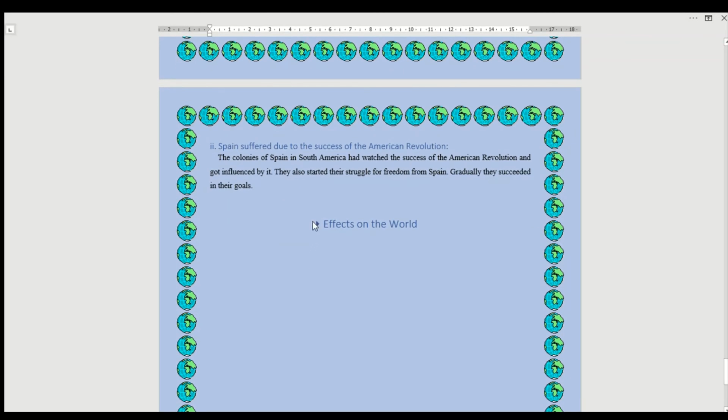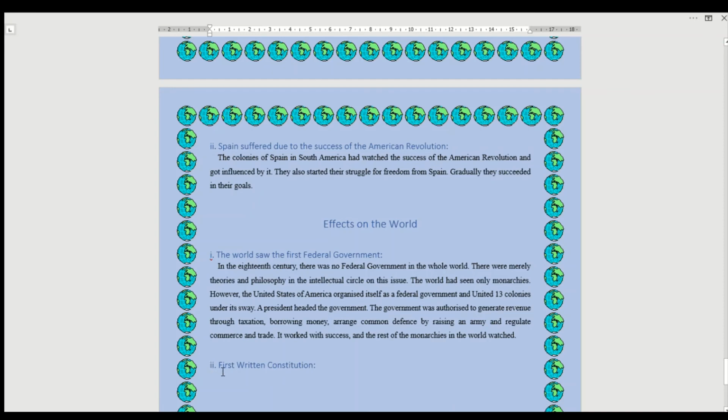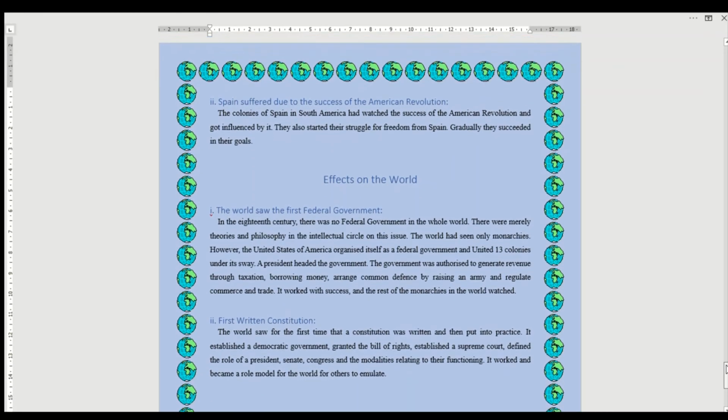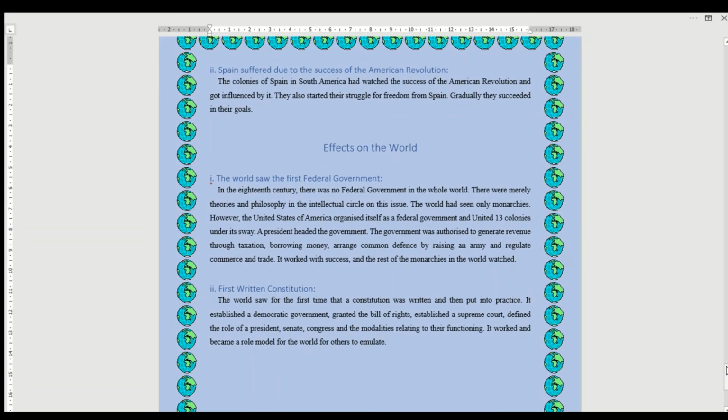As far as the effects on the world are concerned, you may find only 2 points, but both these 2 points are of great importance. I have already spoken of the writing of the first written constitution, and the establishment of the federal government. Now these were two events which were being watched by the rest of the world with great curiosity. It was something which had taken place for the first time in the history of the world. So you must give importance to these 2 points. They seem to be only 2 points, but they are a statement of facts which affects every democratic country till this day.